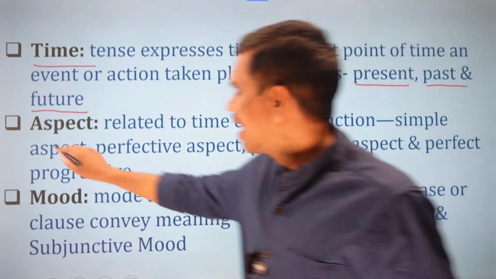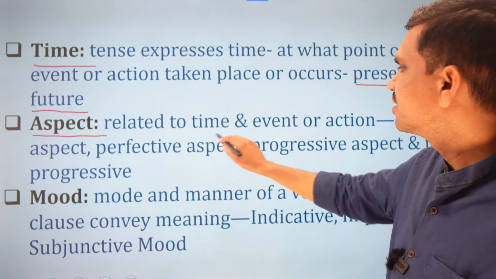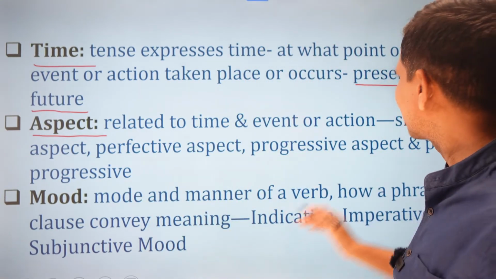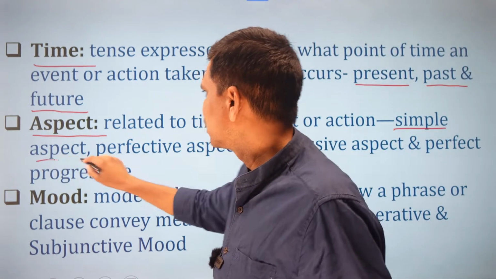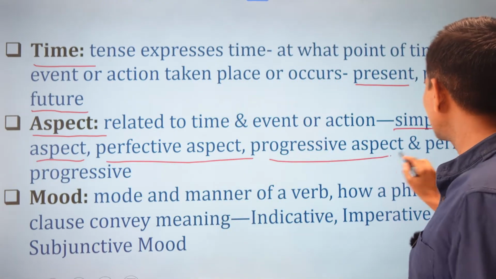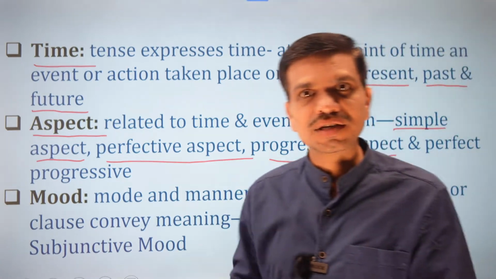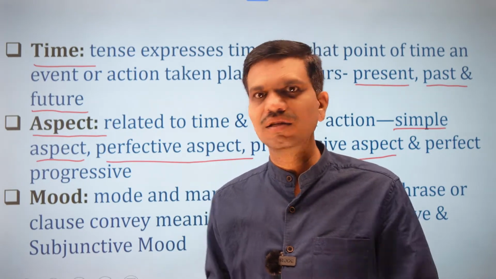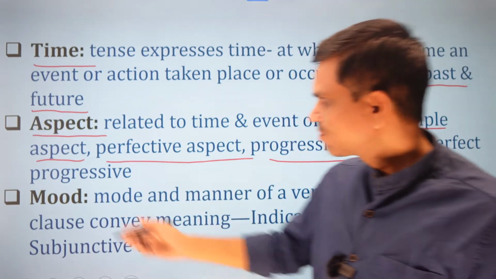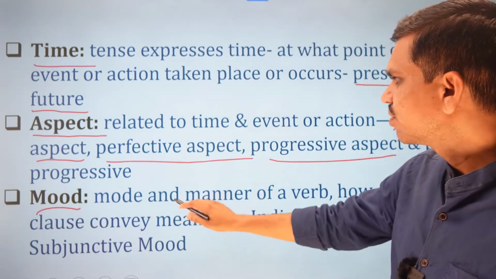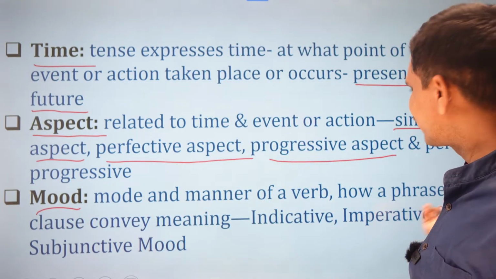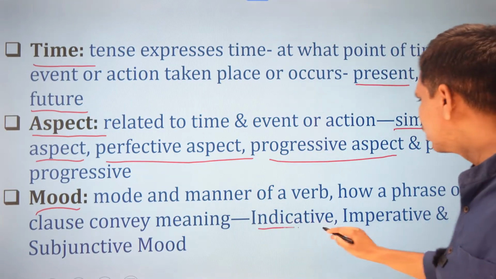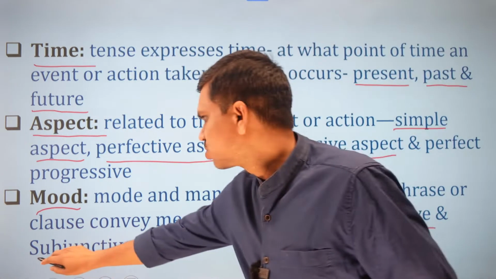The second term is aspect. Aspect is related to time and event or action, and based on this we have different aspects: simple aspect, perfective aspect, progressive aspect and perfect progressive aspect. Based on these aspects we have different forms or categories of tenses. The last term here is mood. Mood is nothing but the mode and manner of a verb, how a phrase or clause conveys meaning. Then we have moods like indicative mood, imperative mood and subjunctive mood.